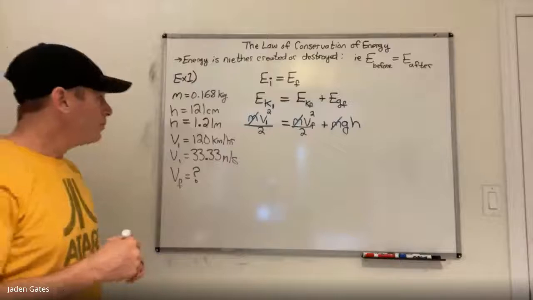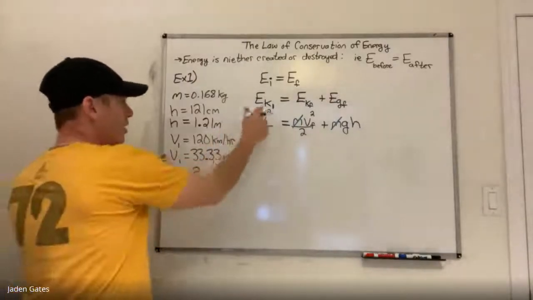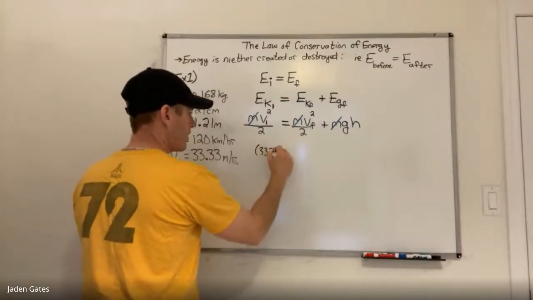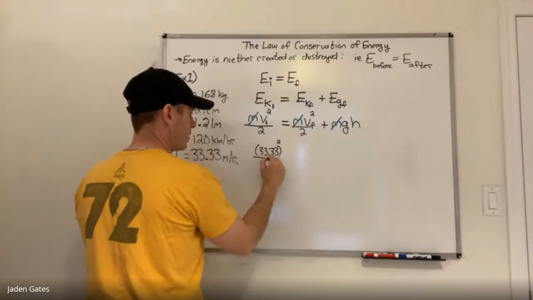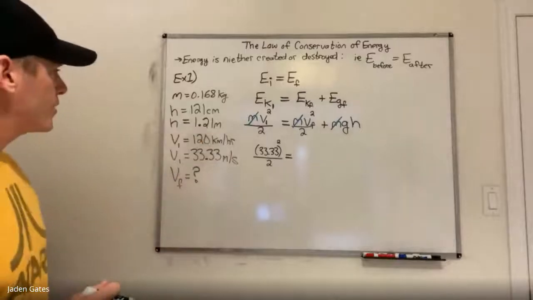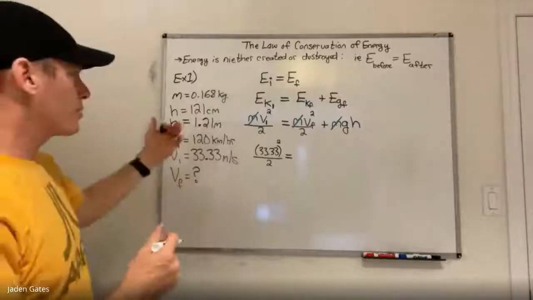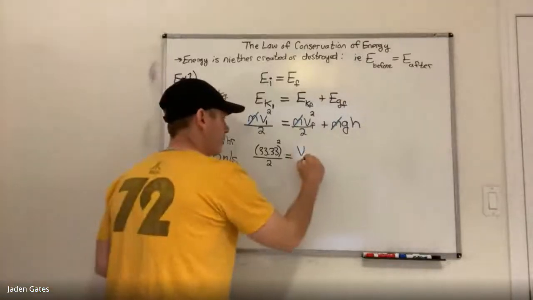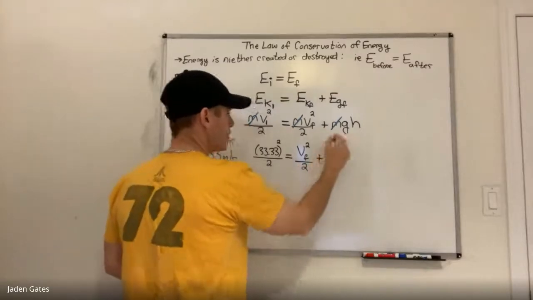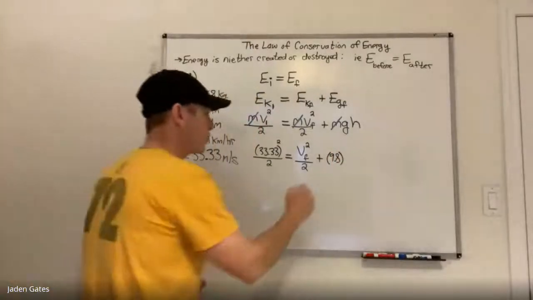All right, so now I can substitute in. Again, my v1, the initial velocity, is 33.33 squared divided by 2. I don't have any gravitational potential energy initially. Over here I have vf, that's what we're trying to find. So vf squared divided by 2, and then plus g times h. So that's 9.8, and we went up 1.21.